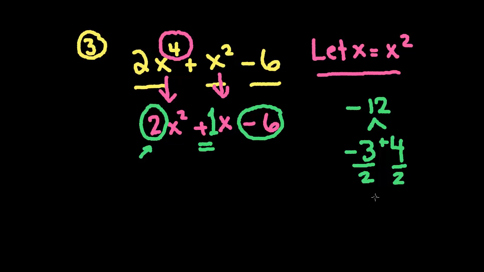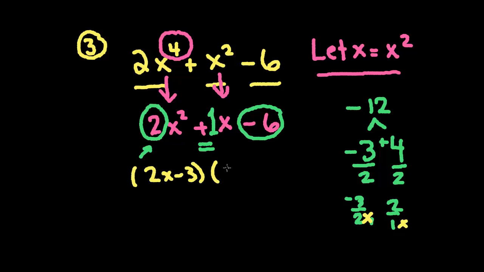And now I'm going to reduce these. So I have negative 3 over 2. That one's not going to change. But 4 over 2 is going to change to 2 over 1 if I reduce it. Now I'm going to do my bottoms up. I'm going to stick my x's down here. And this would factor into 2x minus 3 times 1x, or just x, plus 2.